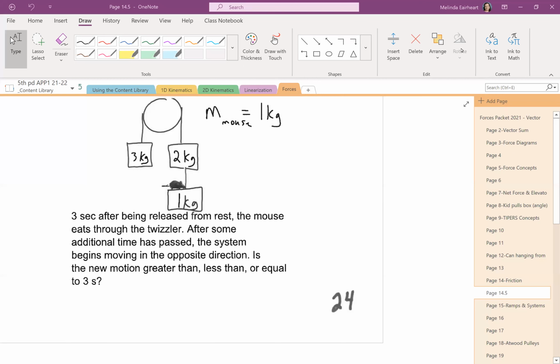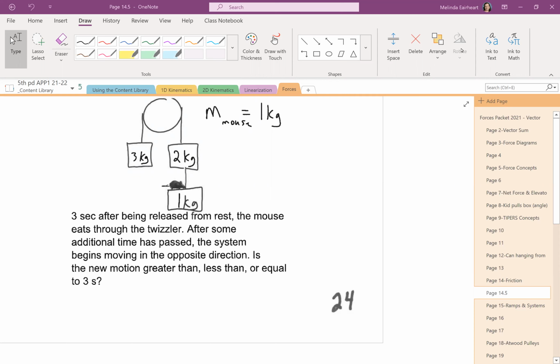Okay. So it says 3 seconds after being released from rest. So everybody, the boxes. Notice we've got 1, 2, 3 boxes, and then a mouse is on that bottom box, and it's connected to the upper box with a Twizzler. In other words, instead of being boring and AP just cutting the string, we're going to have the mouse eat through the Twizzler. Okay. And after some additional time has passed, the system begins moving in the opposite direction.